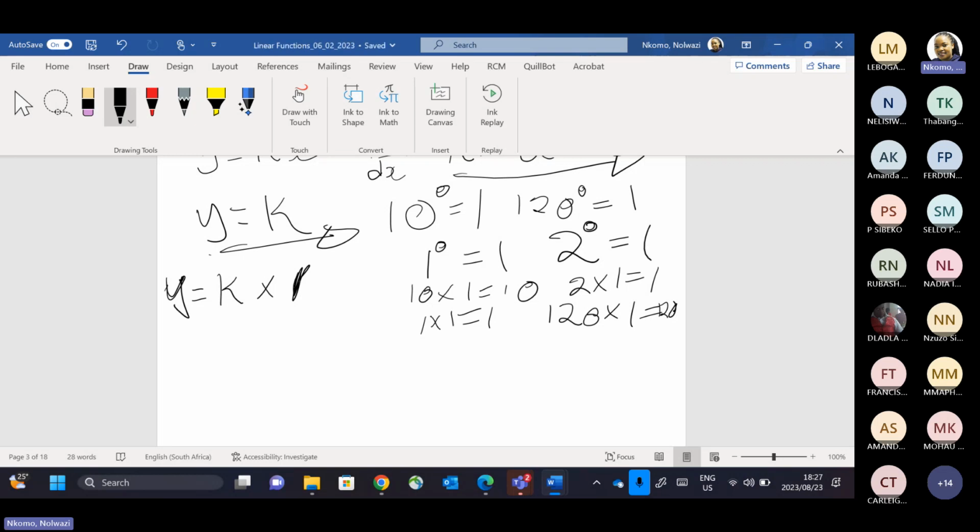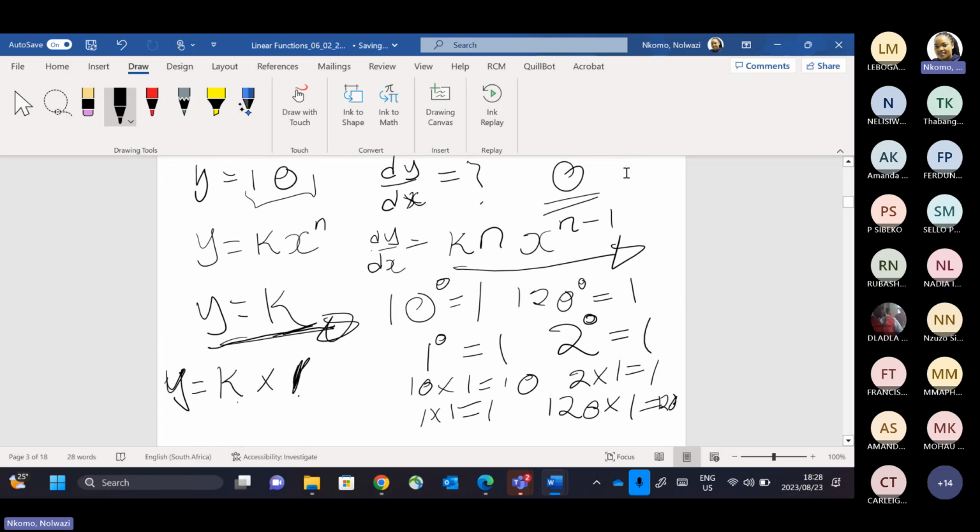We can write y equals k as y equals k times 1, because k times 1 is the same thing as k. k is any constant, and any number times 1 is that number. And k is any number. So k times 1 is k, right? So this means we can write k as k times 1, right?